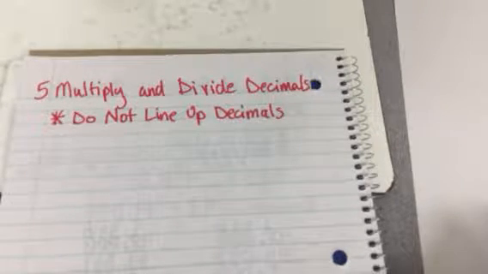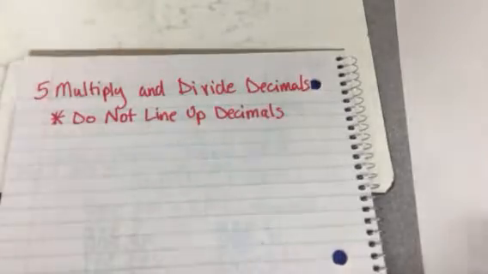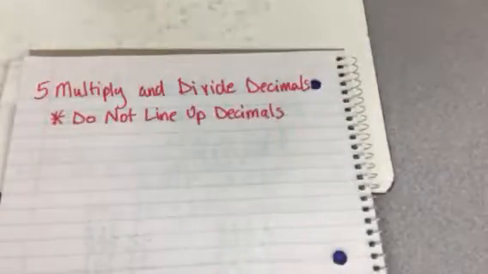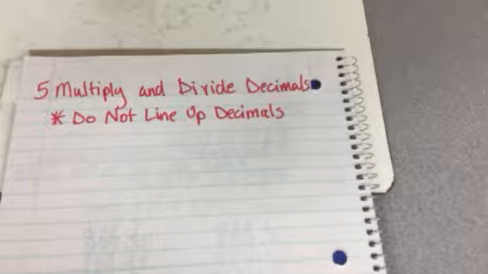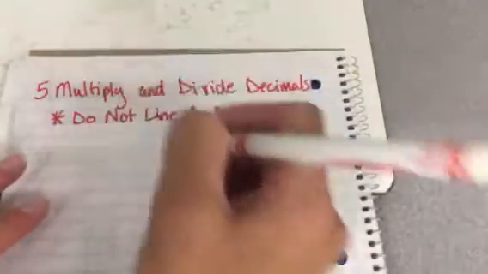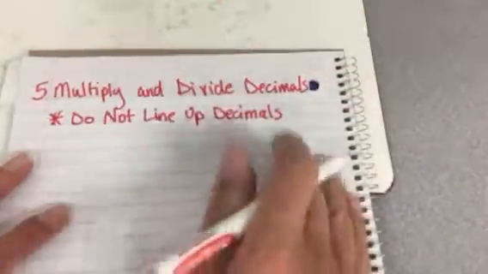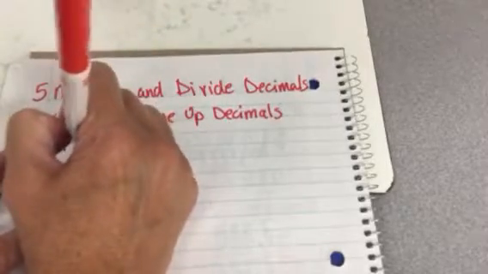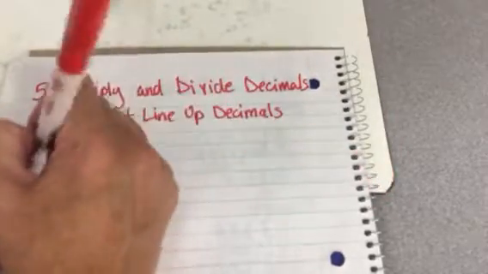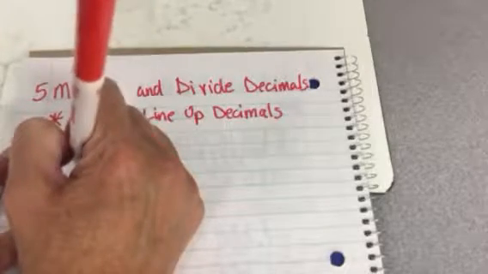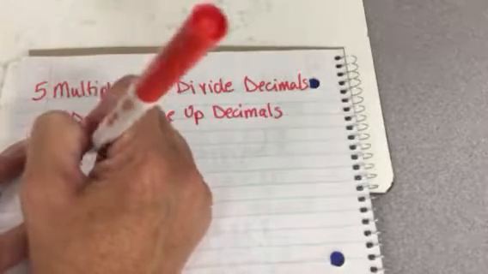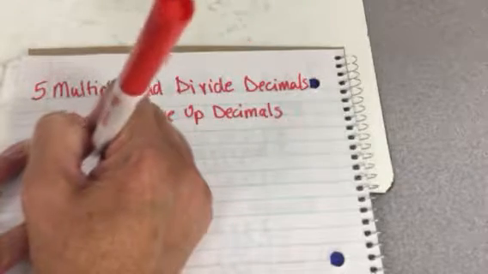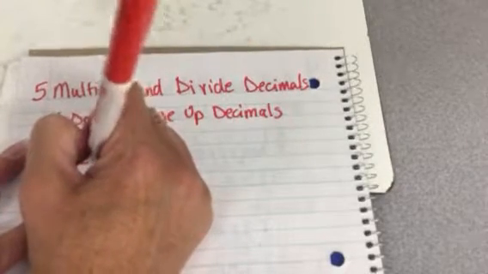So for multiplication, it's going to look like this. We'll start with 4,377 times, actually, I'm going to put 2 zeros, 0.5.